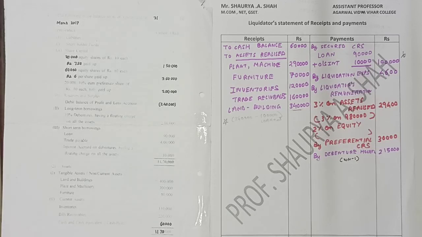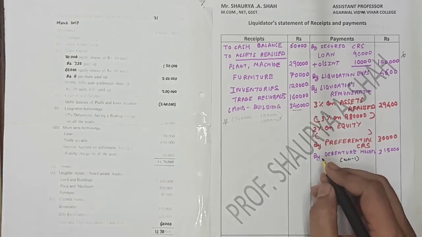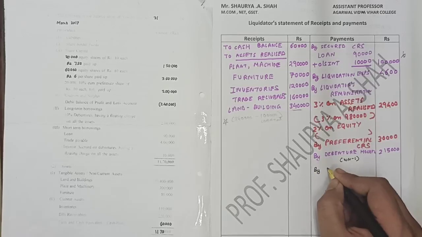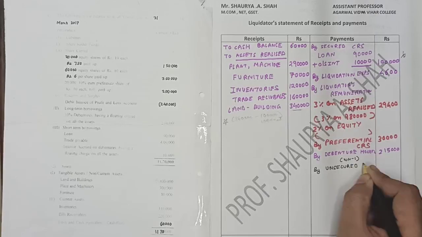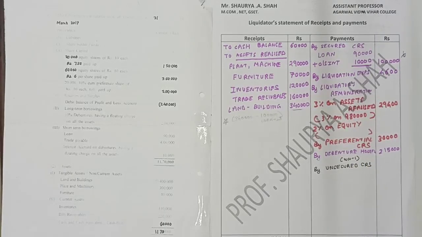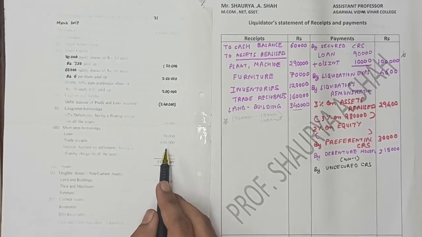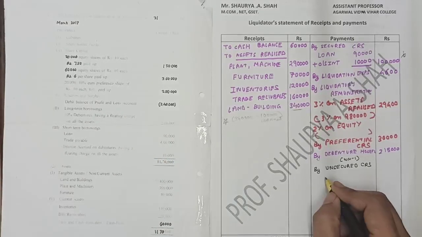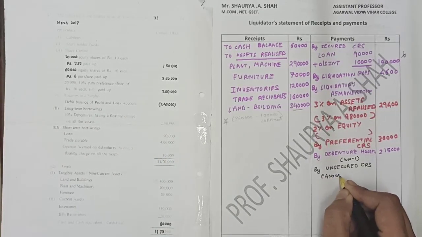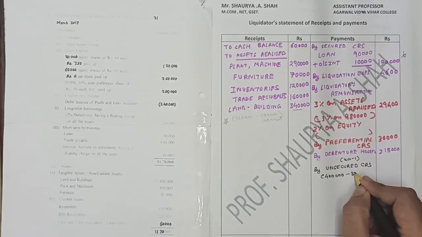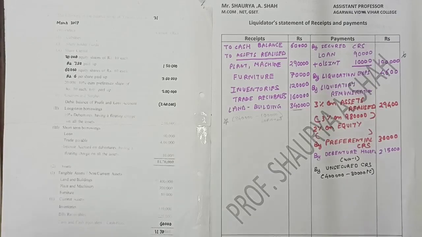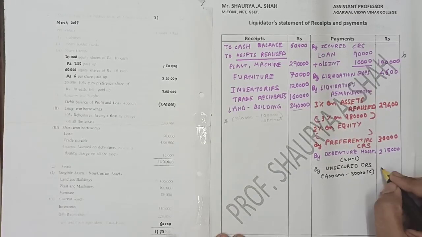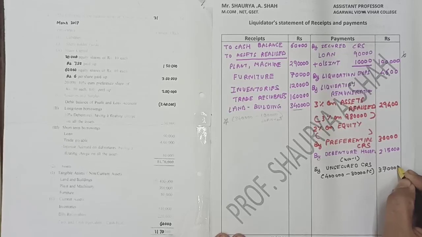The next you will pay is now your unsecured creditors, right? So write down by unsecured creditors. How much is there? As you can see in the balance sheet, trade payables is 4 lakh. But out of 4 lakh, we have already paid 30,000 preferential creditors, which is included. I am writing it here PC for your understanding. So 4 lakh minus 30,000, remaining unsecured creditors is 370, right?